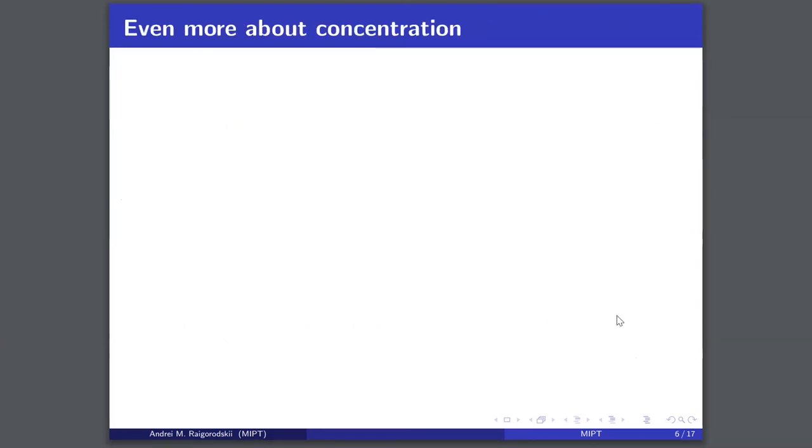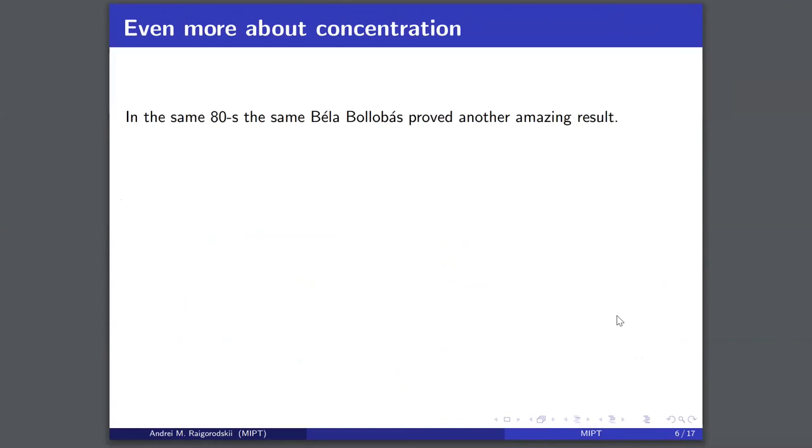And one more result here. I promised to give two results by Béla Bollobás. Do you understand that Béla Bollobás is a man, not a woman? Béla is a name of a man. He is a Hungarian mathematician who lives and works in Cambridge.